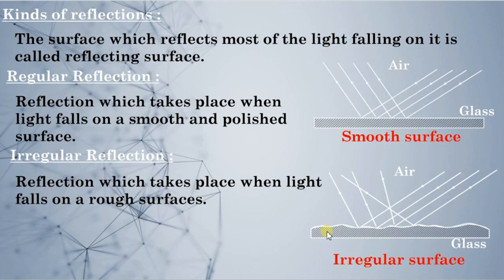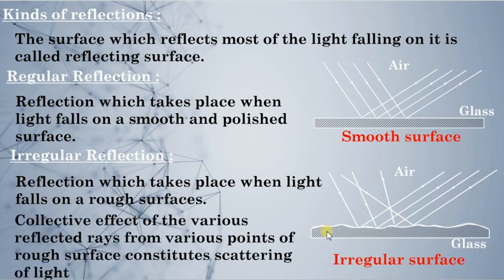Now, the collective effect of the various reflected rays from various points of a rough surface constitutes scattering of light. This word scattering I mentioned earlier when I talked about other important points. So the light is going to get scattered, which means going here and there. As soon as the long bell of your school rings, you scatter here and there. That's scattering. You don't follow a line.